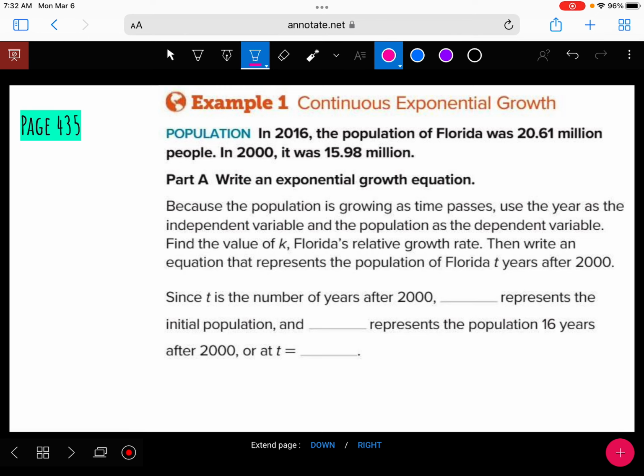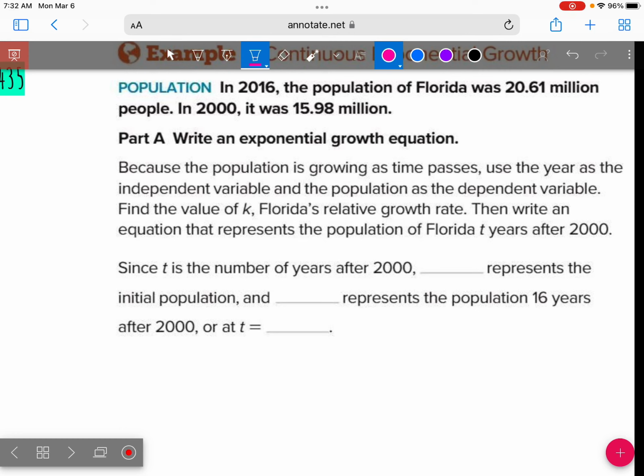So what we're going to do is start with that growth rate equation: y equals A e to the kt. Remember, A is that principal, that starting amount. What is the earliest year we have in the data?